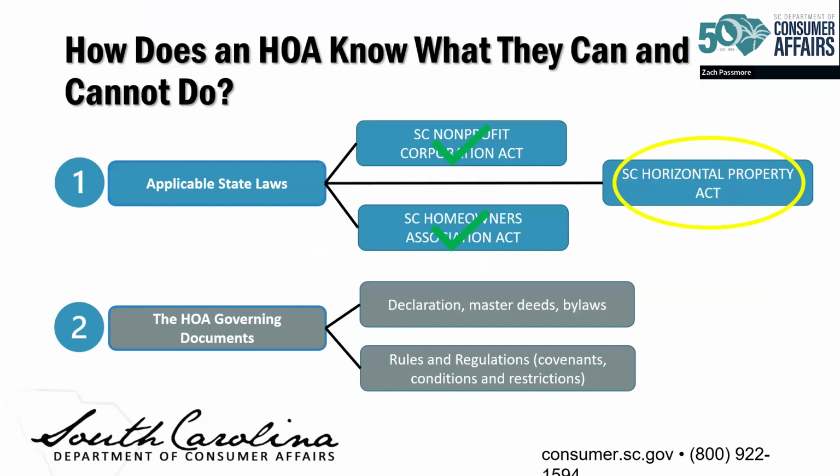So that covers the South Carolina Nonprofit Corporation Act. Now we'll move on to the most restrictive or most descriptive of the Homeowners Association Acts, and that is the South Carolina Horizontal Property Act. Horizontal property regimes are usually set up in apartment complexes or condominiums. The law governing these regimes is even more specific than the Nonprofit Corporation Act and the Homeowners Association Act that I've already covered.